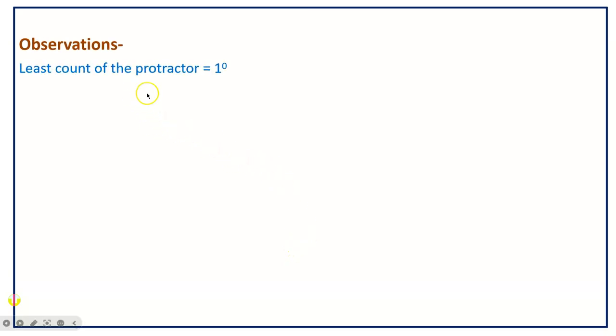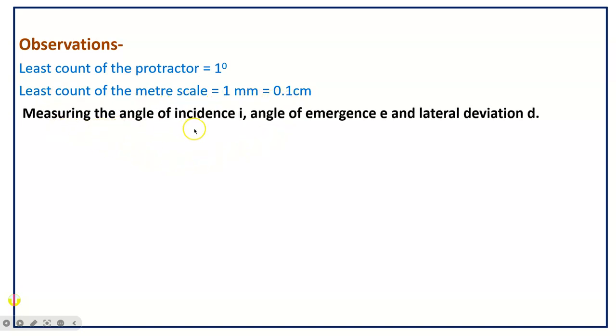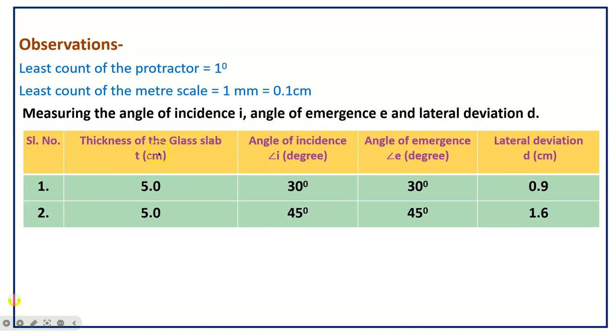Observation: least count of the protractor 1 degree, least count of the meter scale 1 mm that is 0.1 centimeter. Measuring the angle of incidence i, angle of emergence e and lateral deviation D, thickness of the glass slab, angle of incidence, angle of emergence, lateral deviation. Same thickness means same glass slab, so the thickness will be the same. Now for 30 degrees, 0.9, and for 45 degrees, 1.6 centimeter lateral deviation.